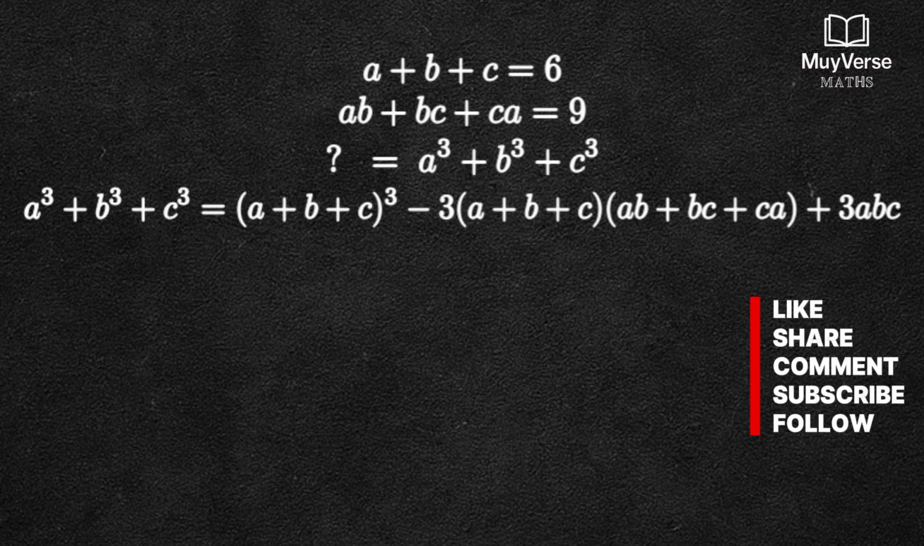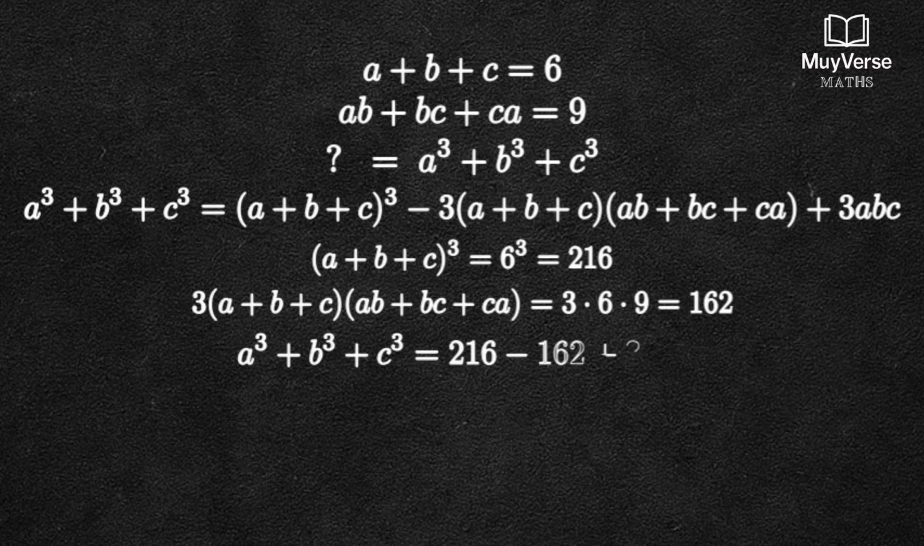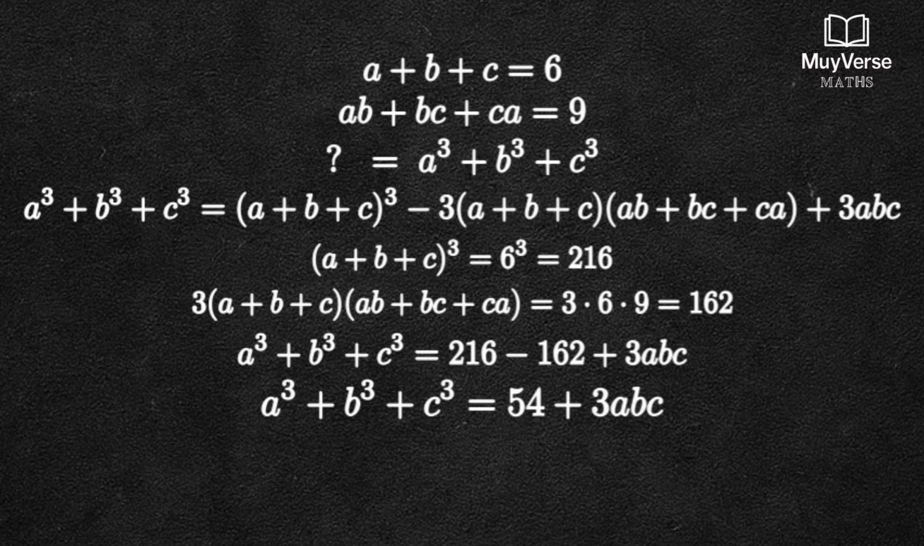Substitute the numbers. That gives 216 minus 3 times 54 plus 3abc. So the expression becomes 54 plus 3abc. We still need abc. Let's highlight that unknown.